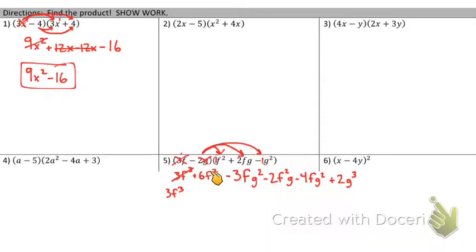We have f squared g. So I'm looking for f squared and g. And we have it here. F squared and g. So this guy is combining with this guy. Okay? So just like we've done before, positive 6, negative 2, that gives me positive 4. And we keep the variables the same when we're combining like terms. So it's 4f squared g. Cross them out.